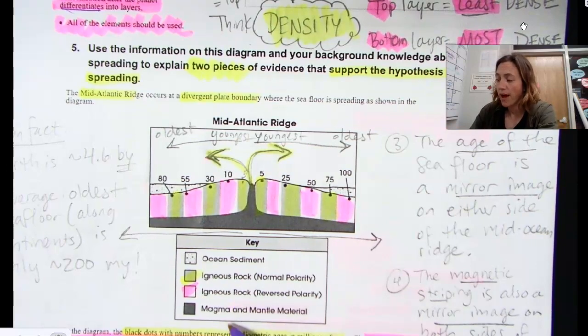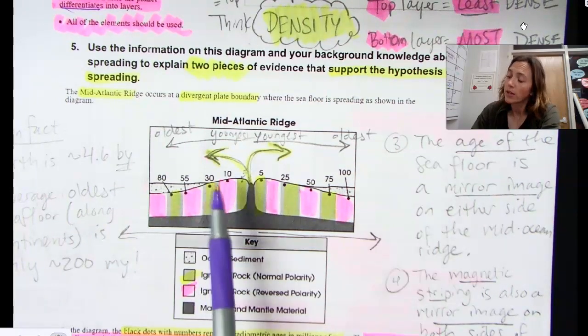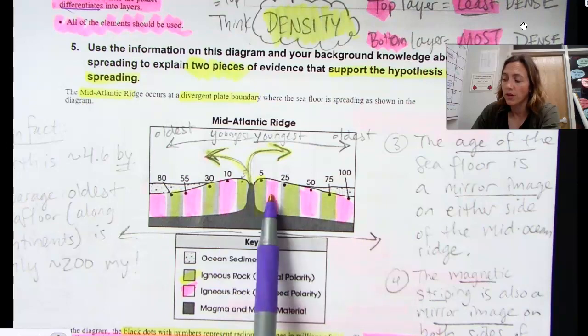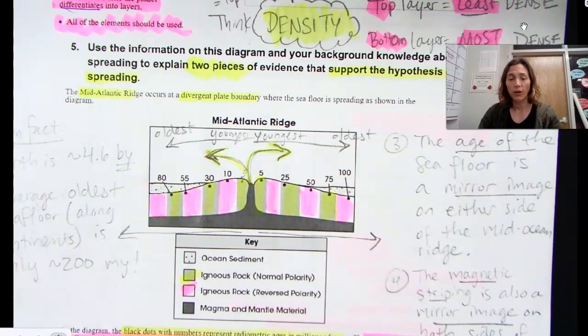Igneous rock, magma and mantle material, ocean sediment. Lots of information. This is what you need to know. At mid-ocean ridges, the youngest rock is in the middle, and we know that it's spreading because it's a mirror image. You have the same age of rock on either side of that mid-ocean ridge, and you have the same, what we call striping. So the iron material in the rocks, when those rocks cooled, lined up to magnetic north. And what we see in the rocks is it isn't always lined up to today's magnetic north. Sometimes it looks like it's switching polarity, and it's the same on either side of that mid-ocean ridge. This evidence supports we have seafloor spreading.